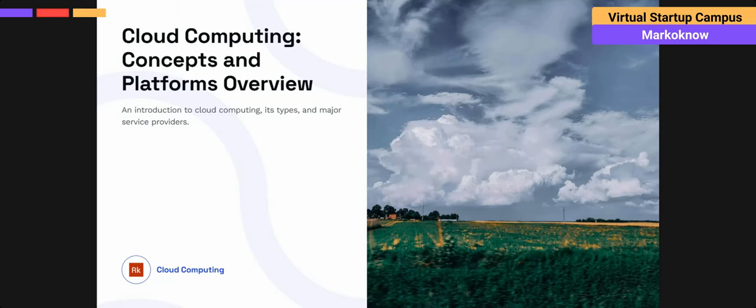Let's start with the course for cloud computing. You know very well what cloud computing is. If you don't know about that, then just Google that. Basically, cloud computing is the way you can store your data in a particular server or in a cloud.